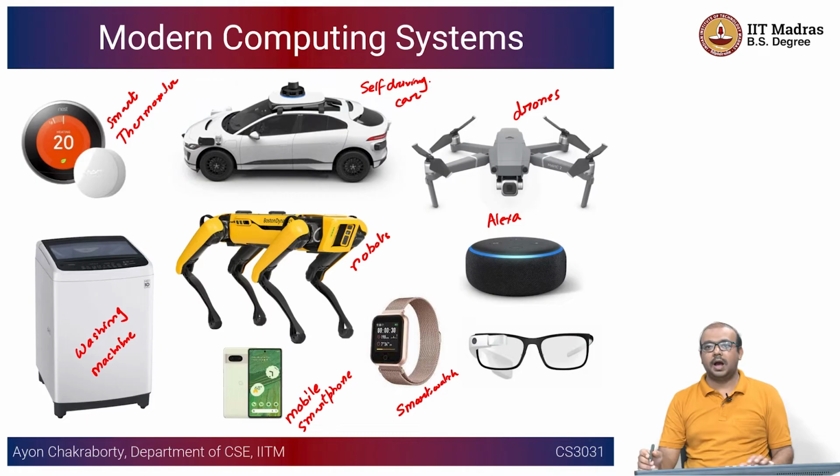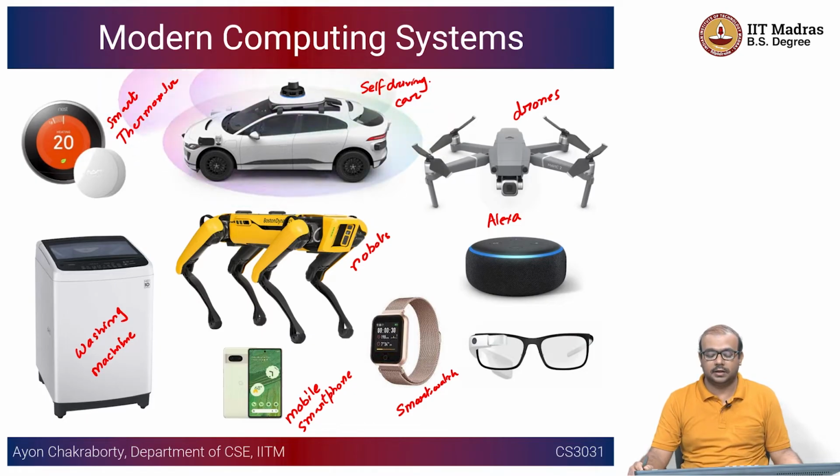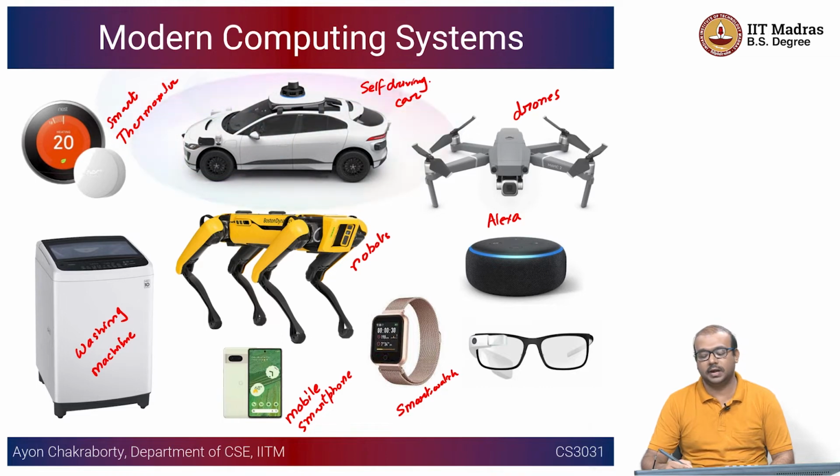So you may ask that, okay, all of these are computing systems, but what varies across these computing systems are the amount of resources that are there in these computing systems, as well as the kind of tasks they perform. So you can see that some of the tasks that a washing machine performs is fairly simple, right, compared to what a self-driving car or a smartwatch can do.